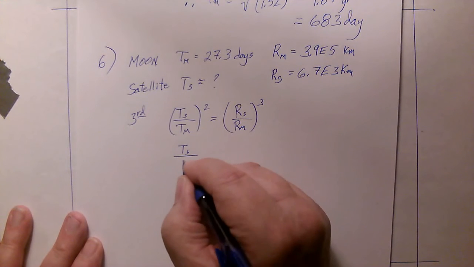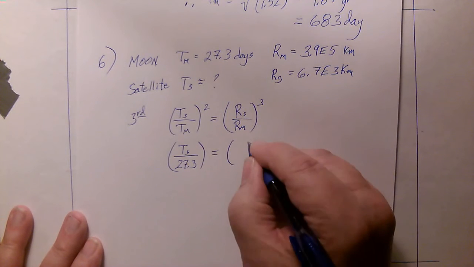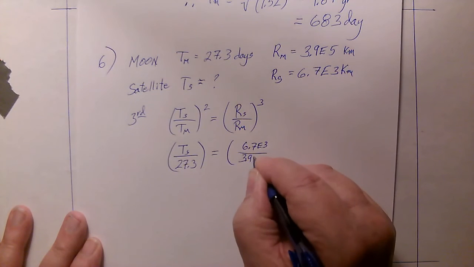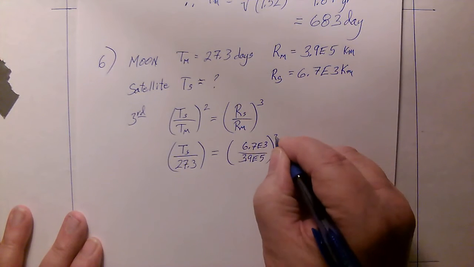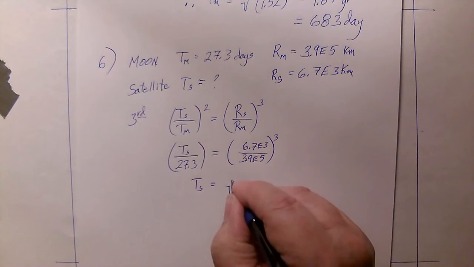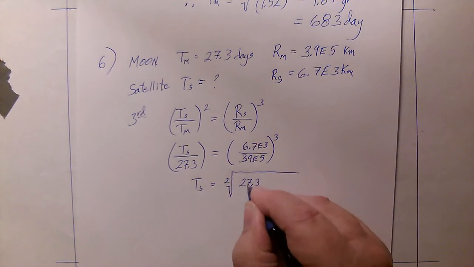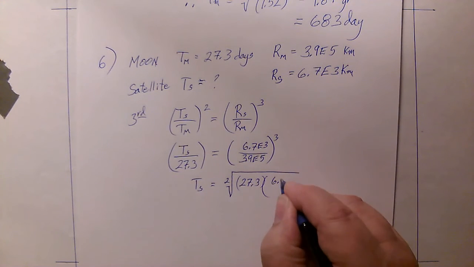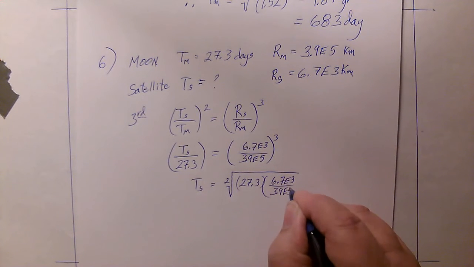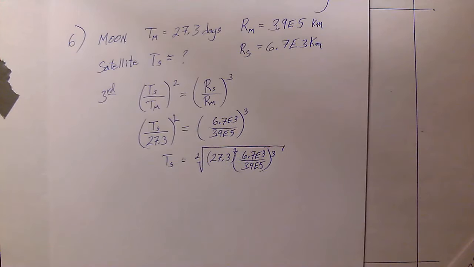TS over 27.3 days is equal to RS 6.7 E3 over 3.9 E5, going cubed. Solve for TS. It's going to be the square root of 27.3 times 6.7 E3 over 3.9 E5 cubed. Alright, pause and let's see what that's going to be.